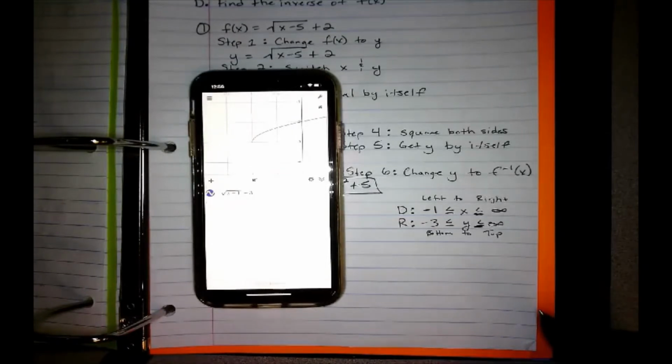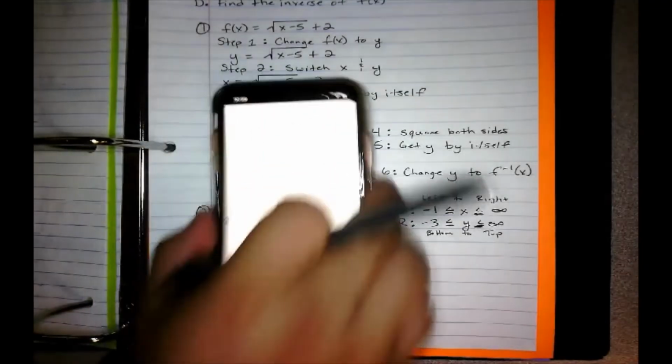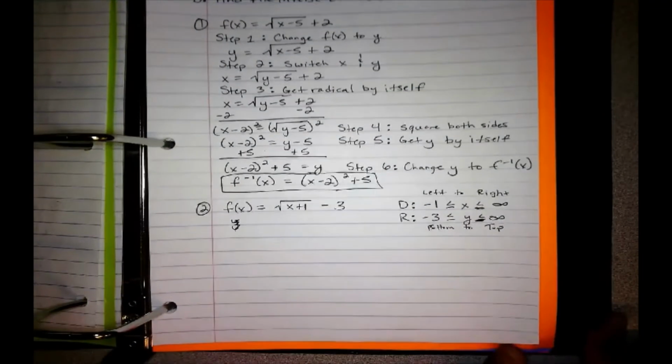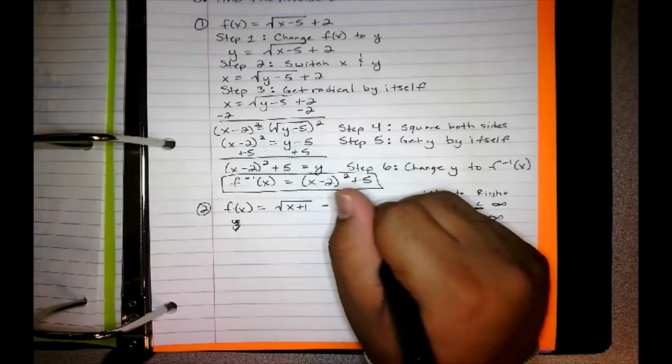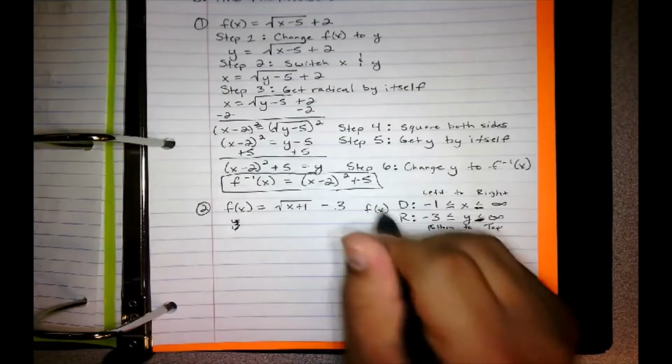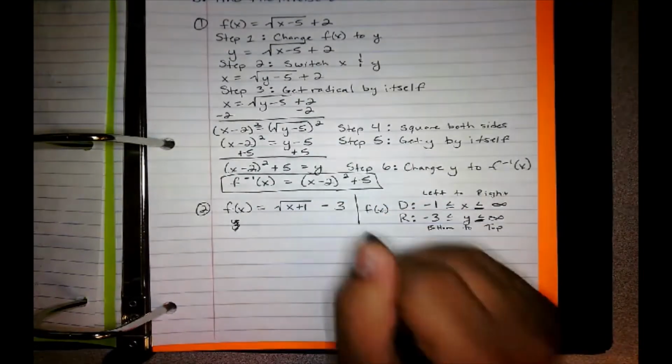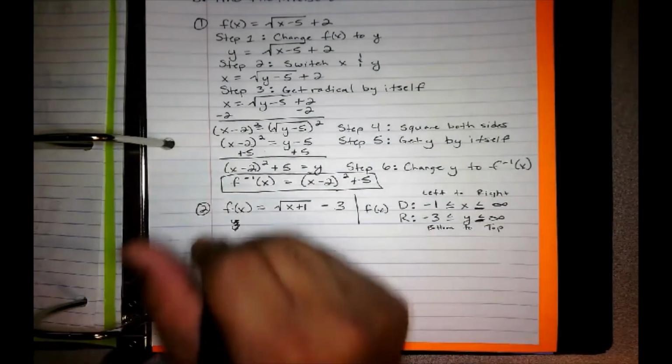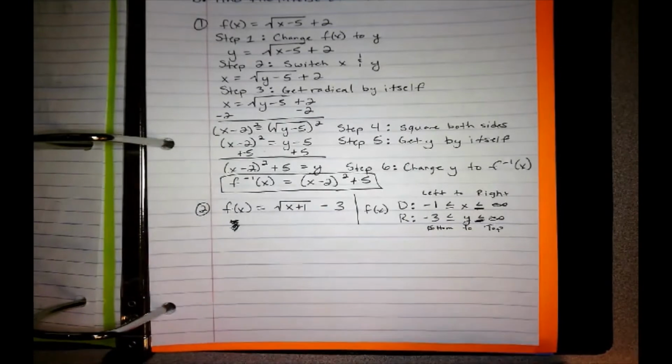All right, so that's for f of x. We have to do the same thing whenever we find the inverse. Once we find the inverse, we'll plug it in again. So that's the domain and range for f of x, and once we find the inverse, we'll do the same thing. That's if they ask you on the quiz what the domain and range of this function are.